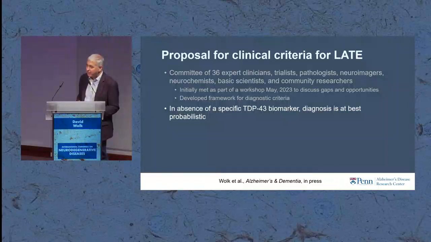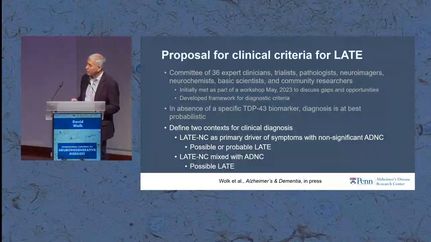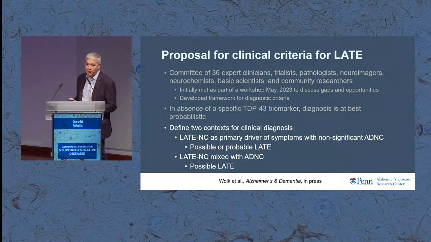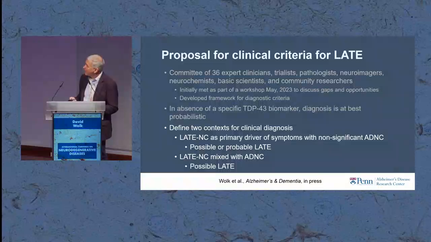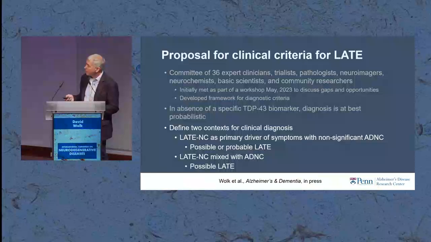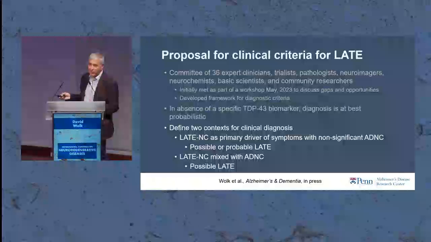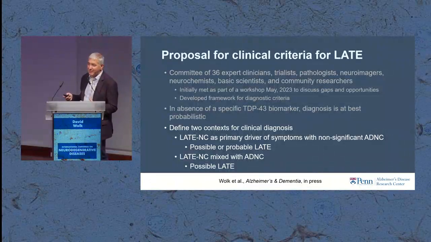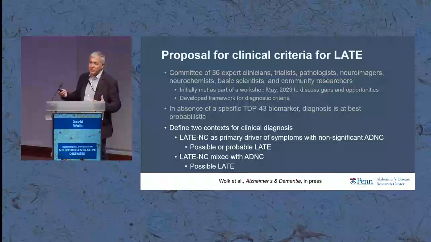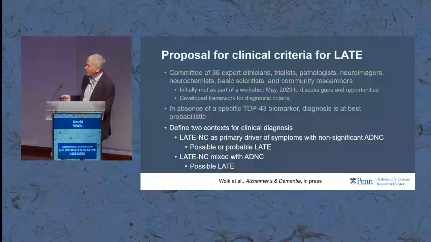Because we don't have a TDP-43 specific biomarker, diagnosis is best probabilistic. And we really defined LATE in two different categories. One is when LATE is the primary driver of symptoms. And in those cases, we can apply a possible or probable LATE. And then also thinking about mixed cases, at best, I think we can get to the point of being possible LATE. And I should say these kinds of designations have been used in neurology for years in neurodegenerative conditions and used to be what we did with Alzheimer's disease.